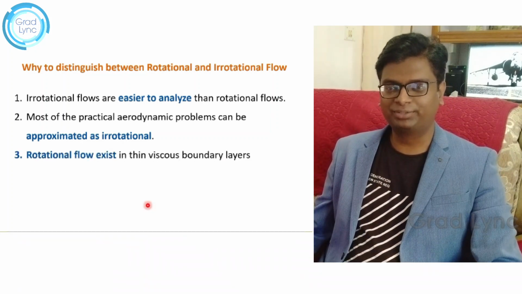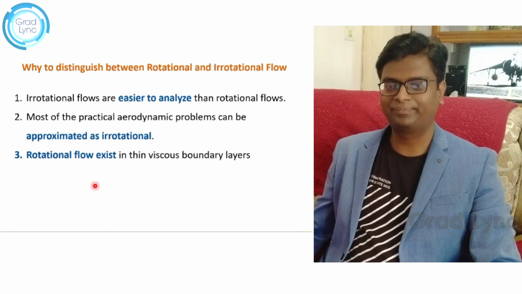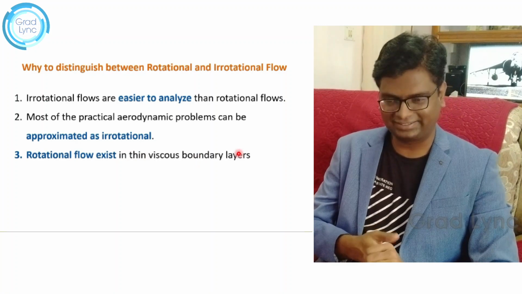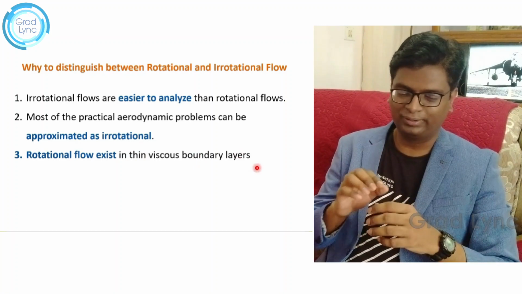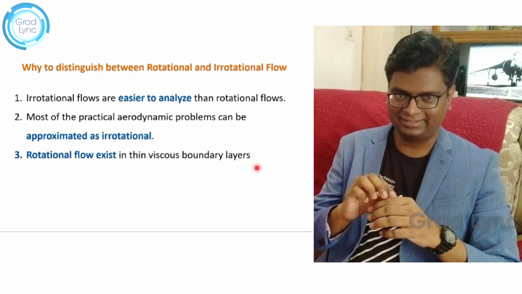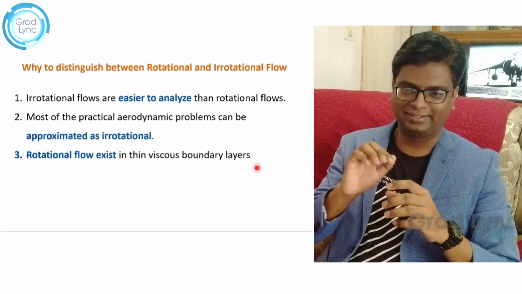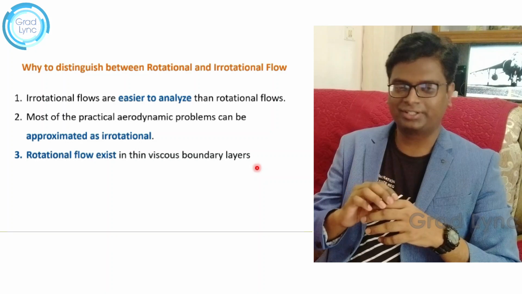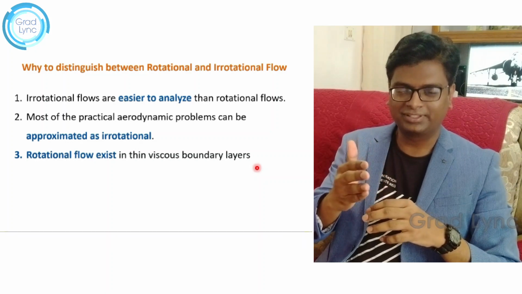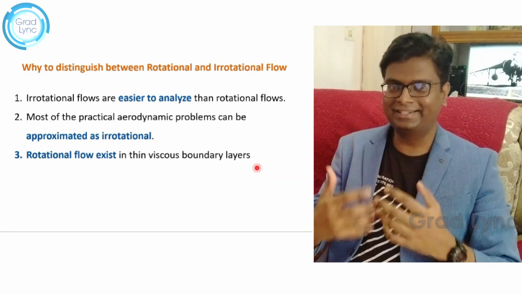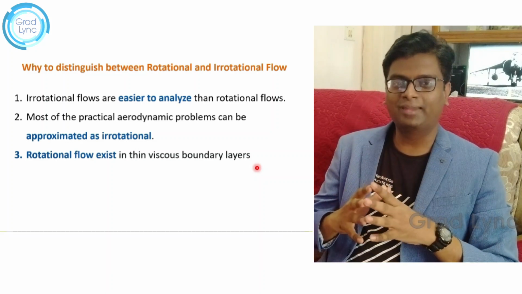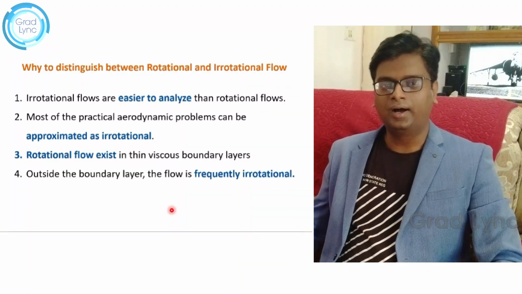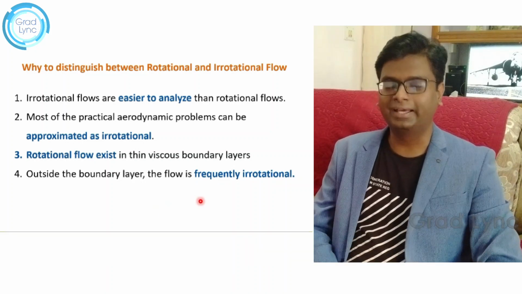Another reason why we have to distinguish between rotational and irrotational flow is that rotational flow exists only in the thin viscous boundary layers. So in other words, in a flow, a very thin boundary layer exists. Within that boundary layer, the flow will be rotational. Beyond that, the flow becomes irrotational. Means we can easily assume that the practical aerodynamic case most of the time will be irrotational. Again, outside the boundary layer, the flow is frequently irrotational.